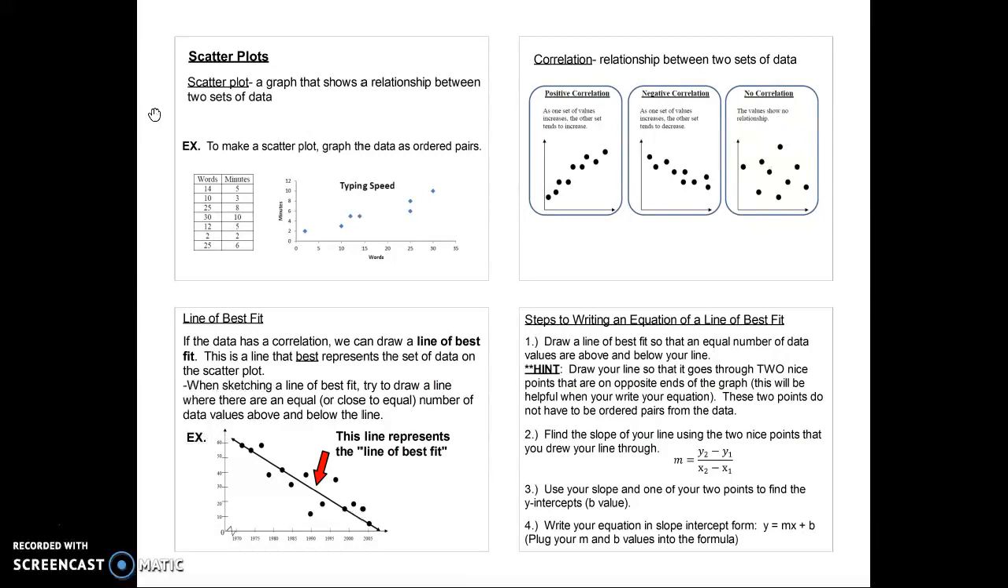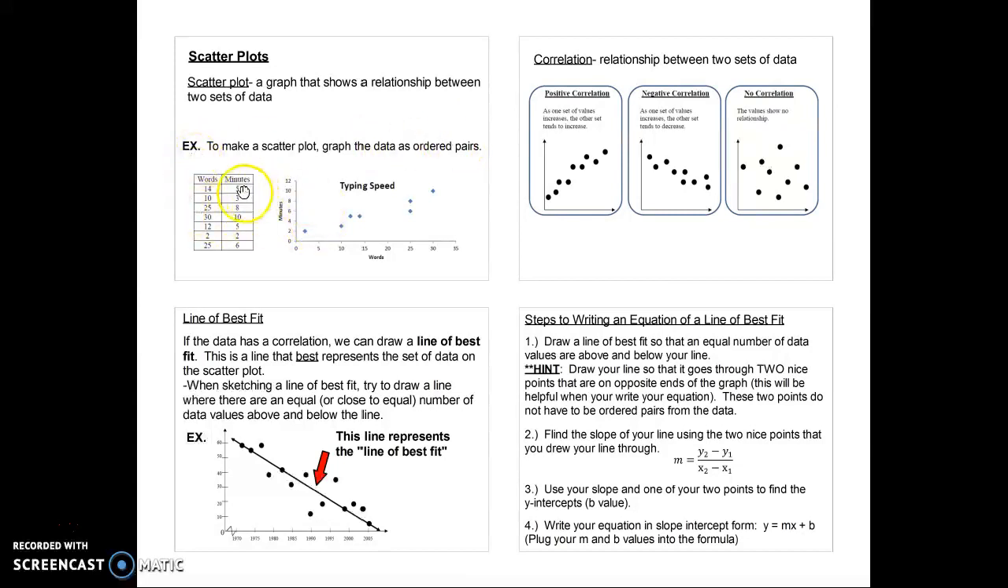They have a lot of different pieces that go into them, a lot of different terminology that you have to be able to use with these. So a scatterplot itself is a graph that shows a relationship between two sets of data. So to make a scatterplot, you're just going to graph the data as ordered pairs, just like you normally would.